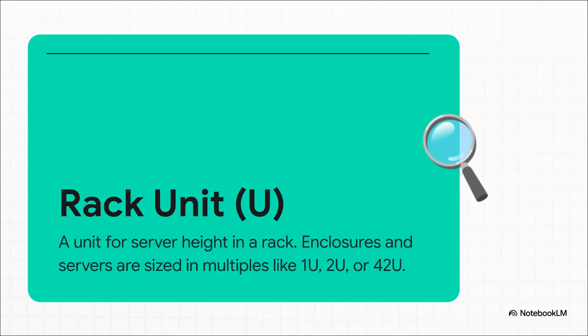Everything in a data center is built around one simple, standard unit of measurement: the U, or rack unit. It sounds basic, right? It's just 1.75 inches. But this little standard is the absolute key to everything. It's what lets companies pack thousands of components from totally different manufacturers together into these huge 42U tall cabinets. It's like the universal Lego brick for the internet.